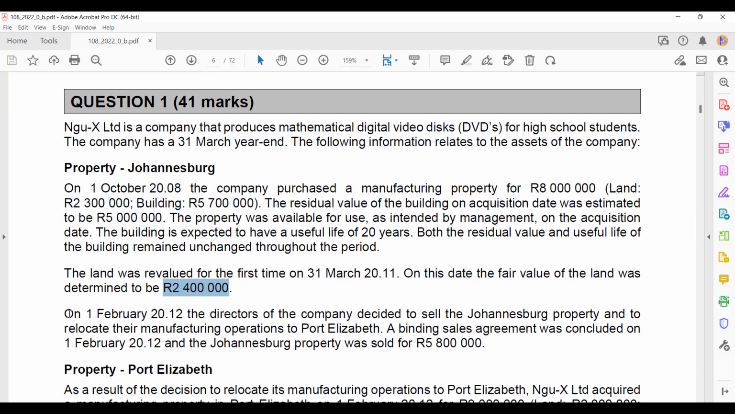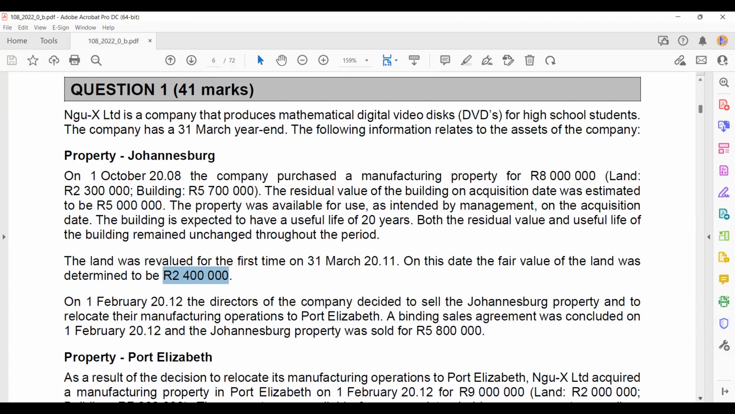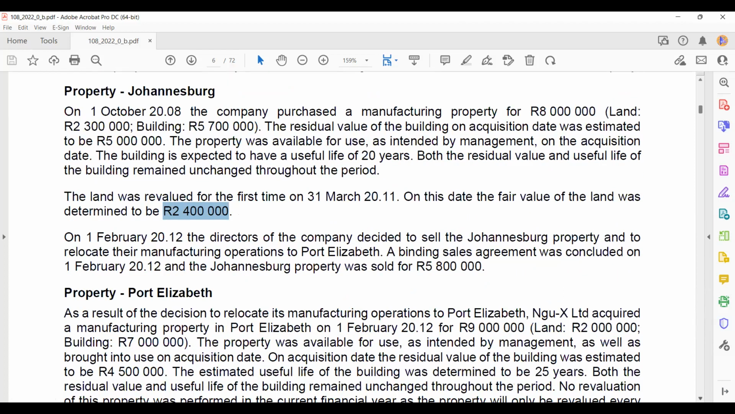On 1 February 2012, the directors of the company decided to sell the Johannesburg property and to relocate the manufacturing operations to Port Elizabeth. A binding sale agreement was concluded on 1 February 2012, and the Johannesburg property was sold for 5.8 million Rand. Okay, so that is in 2012. Okay, next property.